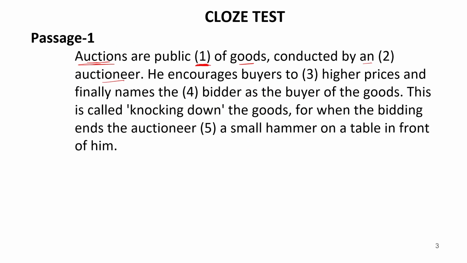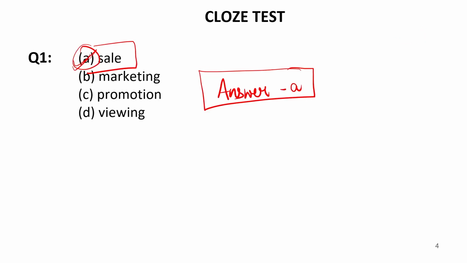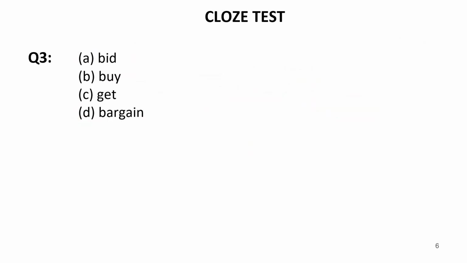So auctions are public sale of goods. Then in second blank we have approved. Now let us come to the third word. He encourages buyers. It means he invokes or he insists buyers to dash higher prices. Now we have what to do with higher prices. Bid higher prices, buy higher prices, get higher prices, or bargain higher prices.